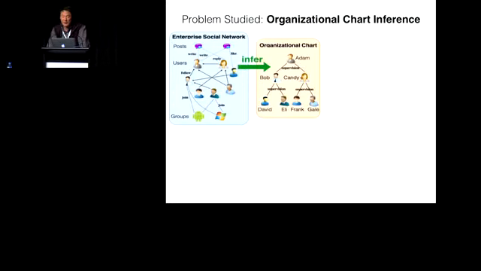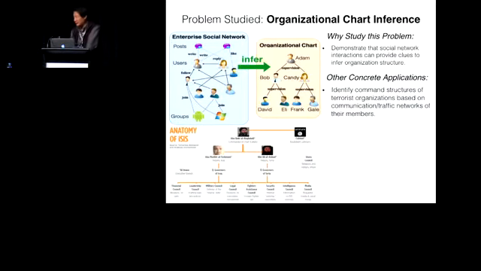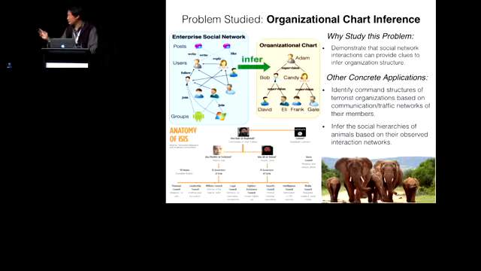Particularly, we want to use this enterprise social network to predict the company structure, because this is an interesting problem. By looking at the social activity, if you can figure out the structure, then for example, if the NSA is monitoring how terrorists are communicating with each other, maybe from that you can figure out the command structure. That can be very valuable. Or if you are just observing how animals interact, maybe from there you can figure out the social hierarchy.